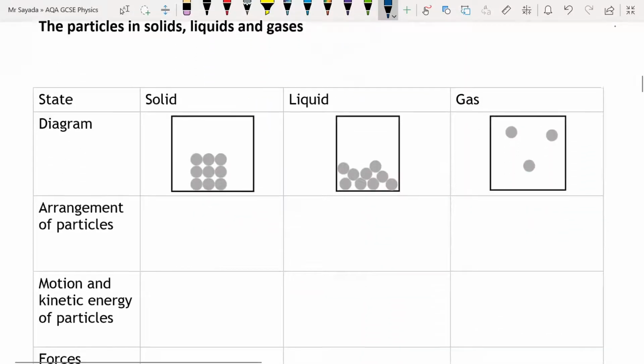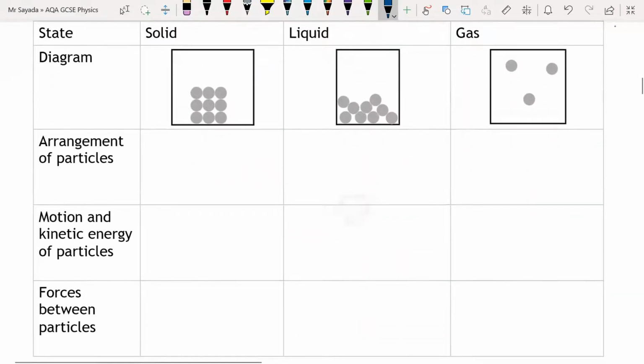So let's firstly have a look at the particle arrangement in solids, liquids, and in gases. So in a solid, we're going to look at the arrangement, the motion, the kinetic energy, the forces. So what I want you to do is please pause the video, try and fill in as much of this table as you can by yourself. Press play once you've done it.